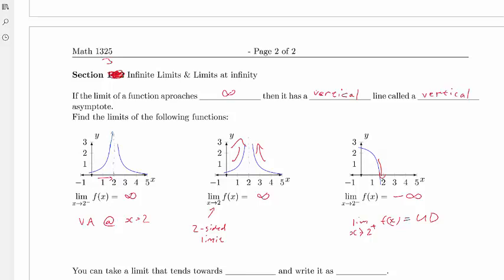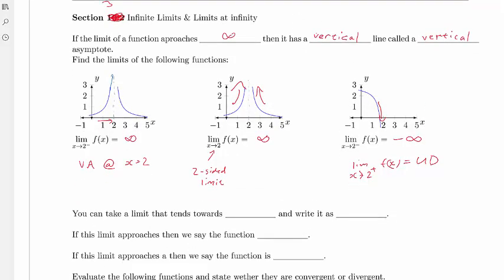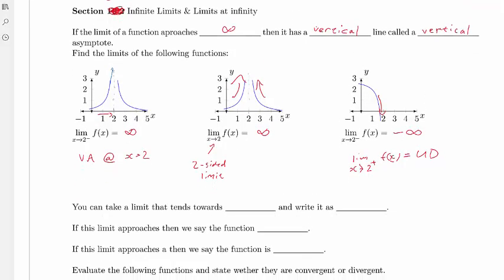All right, so these are examples of how to work with a finite limit. When I say finite, I mean like a number. If a finite limit approaches infinity, then you have a vertical asymptote. Now what about if we take a limit that tends towards infinity? That is, we take the limit as x goes to infinity. That's how you would write that one.